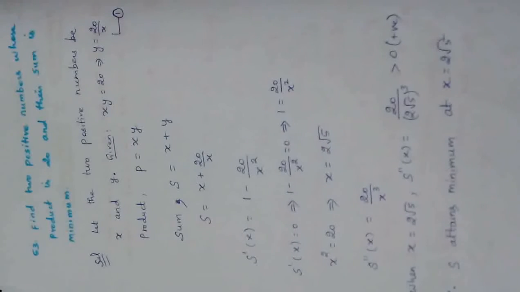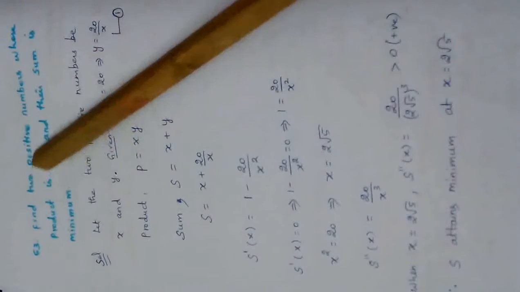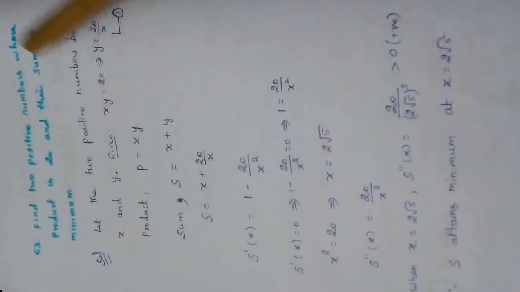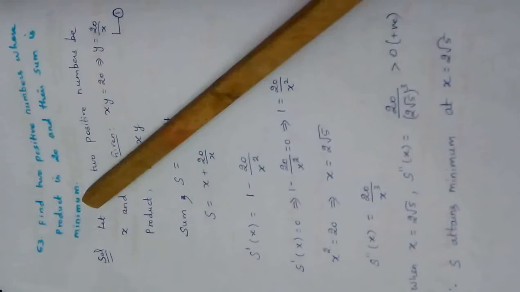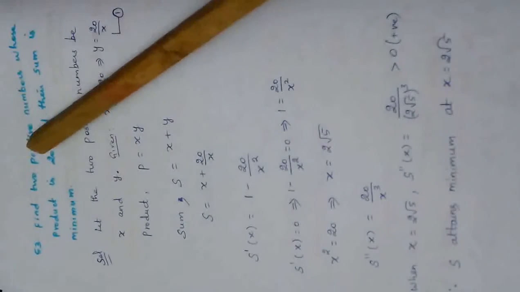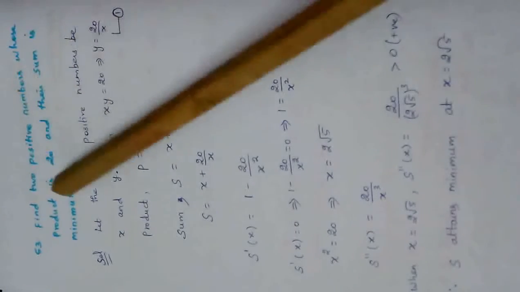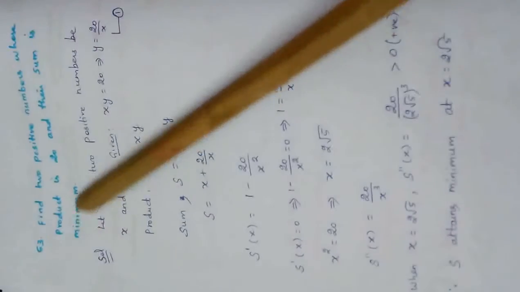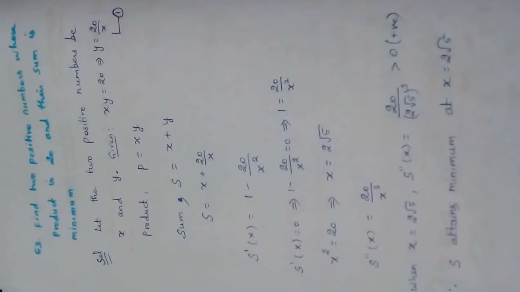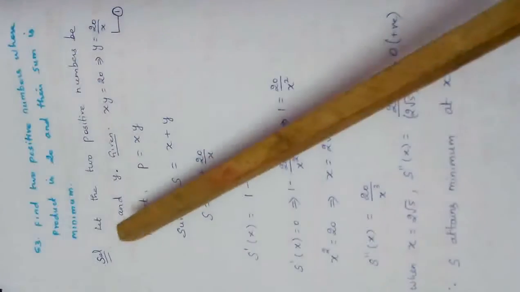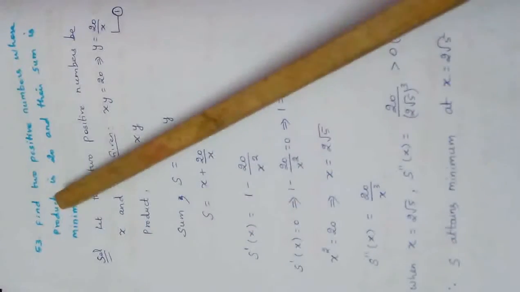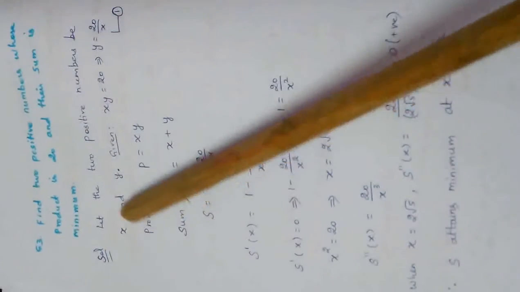Question number 53. Find two positive numbers whose product is 20 and their sum should be minimum. Almost like a previous problem. We need to find two positive numbers. If we multiply, the answer should be 20. If we add, the sum should be minimum. So what we do? Let the two positive numbers be x and y. There we have taken x and 12 minus x because sum is given. Here also we can do, but we can do even like this also.